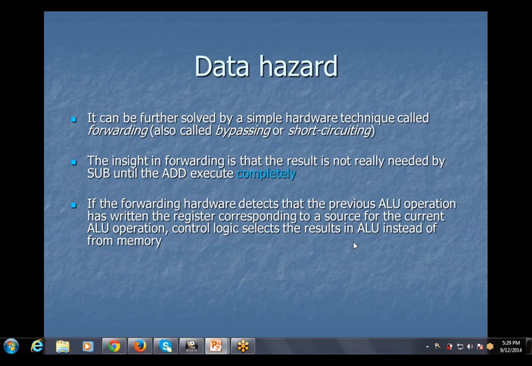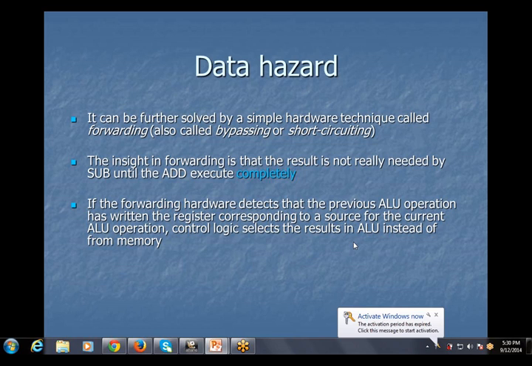The next point says the insight in forwarding is that the result is not really needed by the subtract until the add executes completely. As I told you, there is a no operation between the add and subtract. It is not mandatory that the result of add is always required by the subtract until the add executes completely, because the subtract requires the input that is full and final, not half.